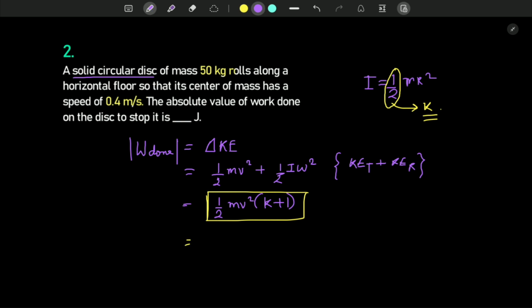So I will get half, mass is 50 kg, into v square. 0.4 square is 16 by 100, and K plus 1, half plus 1, is 3 by 2. So I will get again 2, so 4. So I will get 6 joules. So the absolute value of work done on the disk to stop it is 6 joules. This is the correct answer to our question.